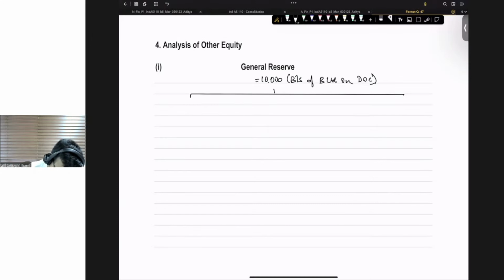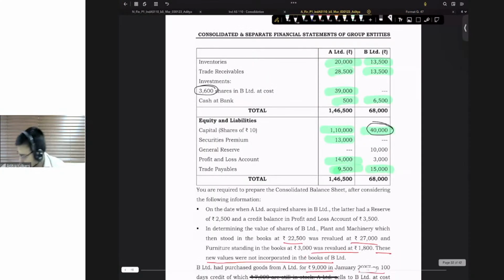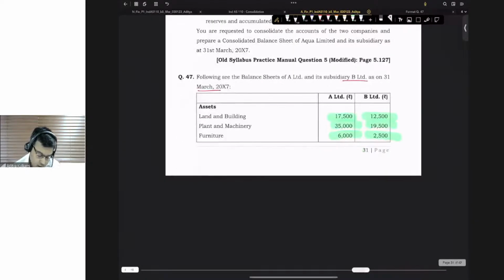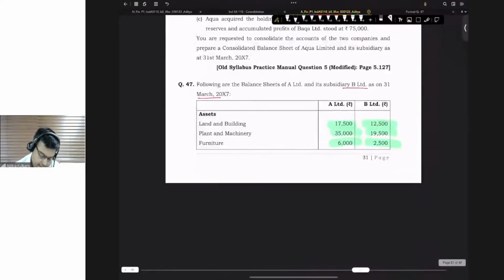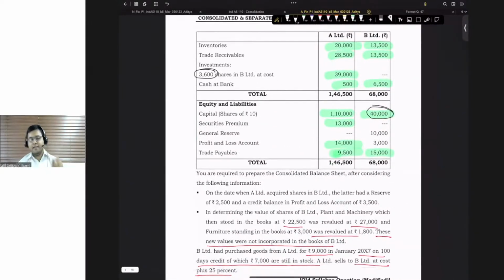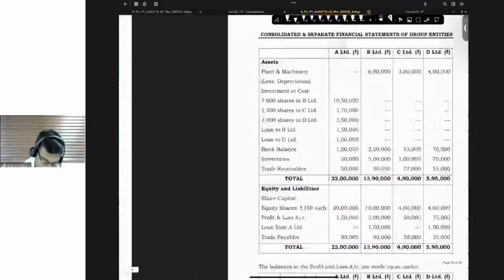Split this between pre-acquisition and post-acquisition. Are we given the date of acquisition in this case? No, we are not given the date of acquisition. But are you given the information of reserves on the date of acquisition? Answer is yes. That information you are definitely given. So that is enough for the purposes of our recording.